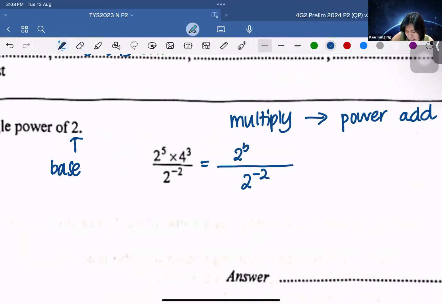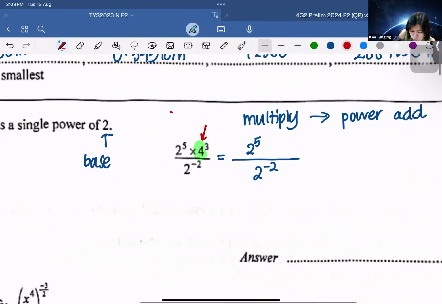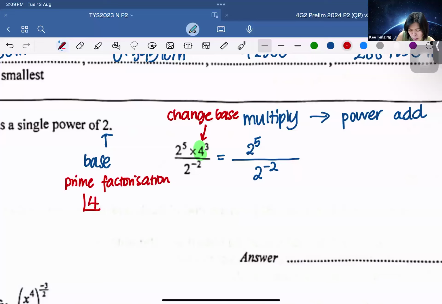But then my number over here is 4 to the power of 3. This is a different base. So I need to do something to change the base for this one. For those of you who have attended my lesson, 4, how do I change it to 2? I do prime factorization, I divide it. So 4 can be divided by what prime factor?